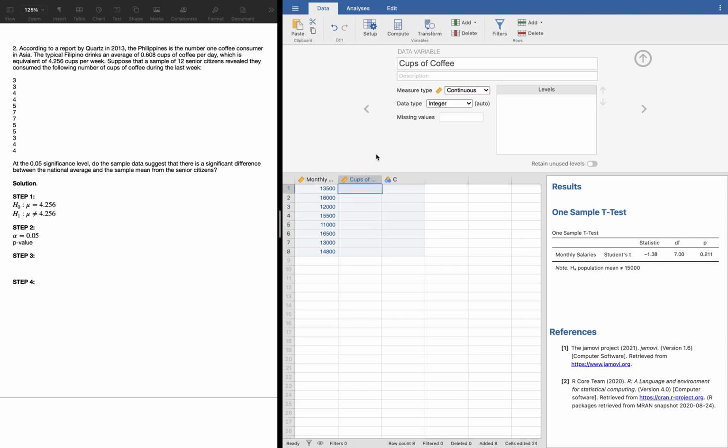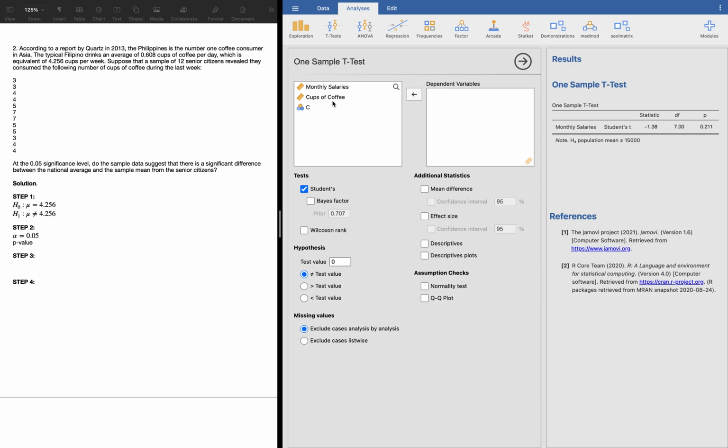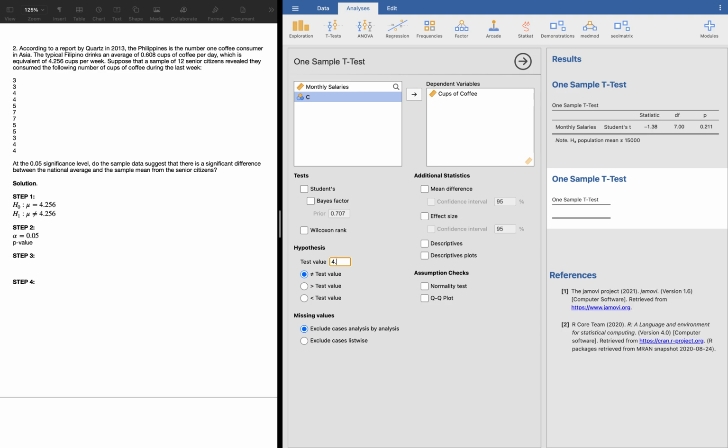There are 12 senior citizens, so we are expected to input all of these here. So 3, 3, 4, 4, 5, 7, 7, 5, 5, 3, 4, 4. Wait a minute, let's check that again. Maybe I got it wrong. 4, 4, 3, 3, 4, 4, 5, two sevens, two fives, 3, 4, 4. Okay, that's correct. We want to hide this now and run the analysis: t-tests, one sample t-test, on cups of coffee. The test value we want to check is the population mean, 4.256, and then we hit enter.